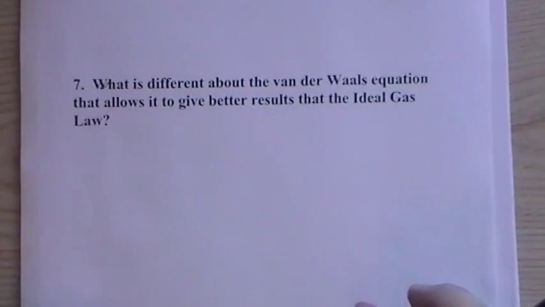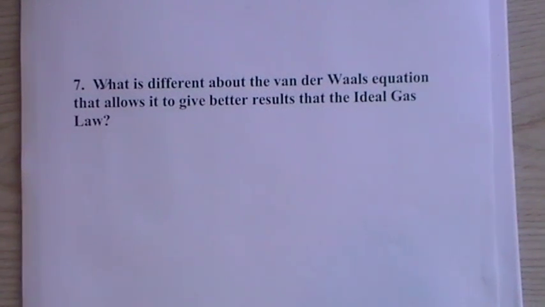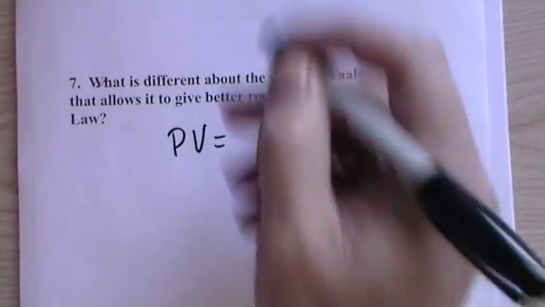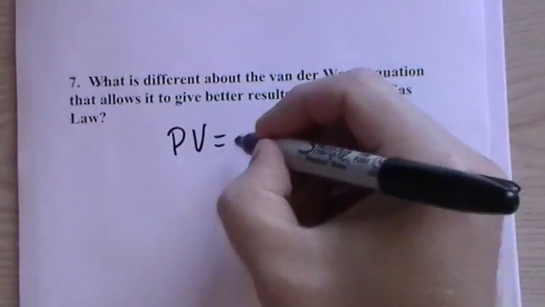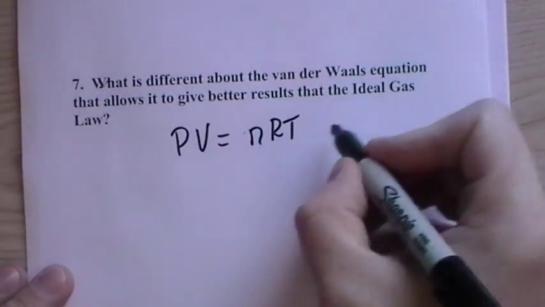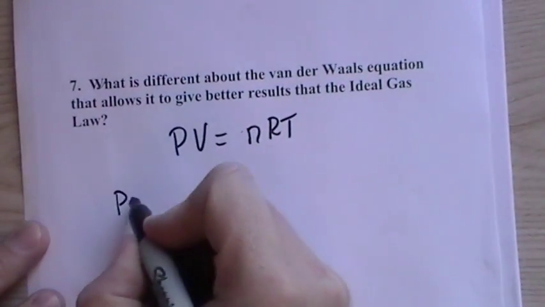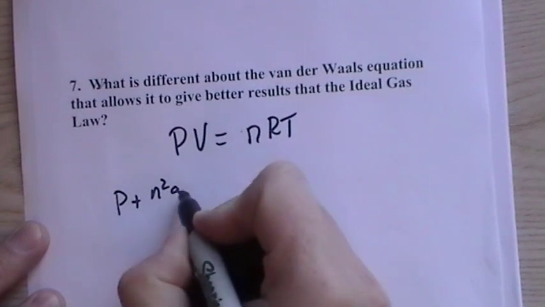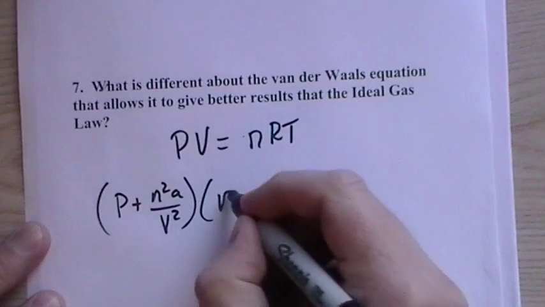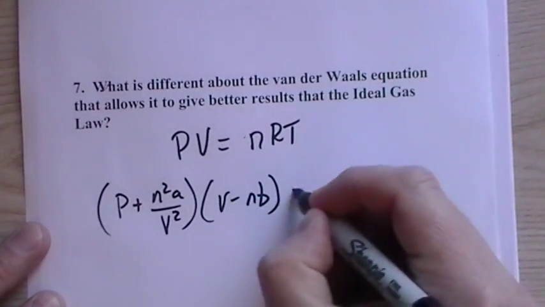Okay. What is different about the van der Waals equation that allows it to give better results than the ideal gas law? So we have PV equals nRT, and that's the ideal gas law. That was the phone. I'm sitting right next to it. Well, I've done 20 minutes. I'm sorry. I'm doing the rest of this video.